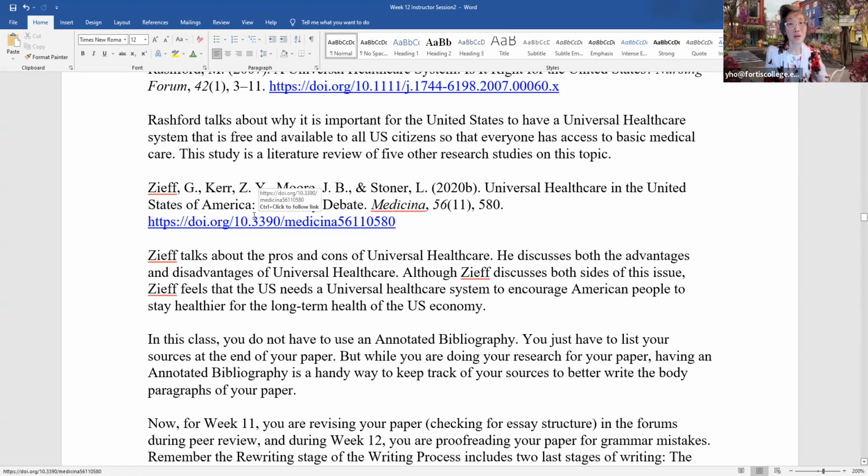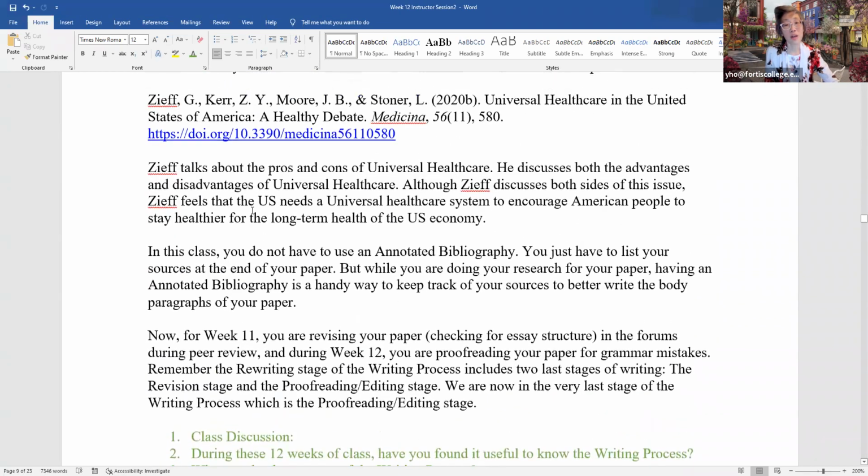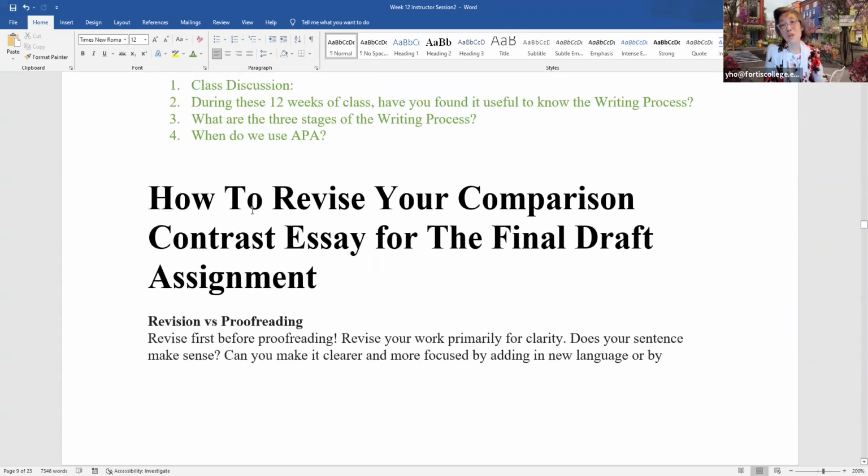So in this class, you don't have to use an annotated bibliography. You just have to list your sources at the end of your paper. But an annotated bibliography is a great way to keep track of your sources. This week we're doing proofreading, so I have got to go over revision and proofreading because it's part of the syllabus.